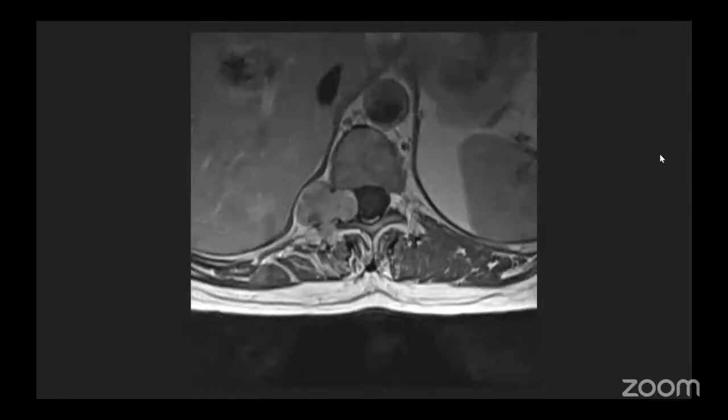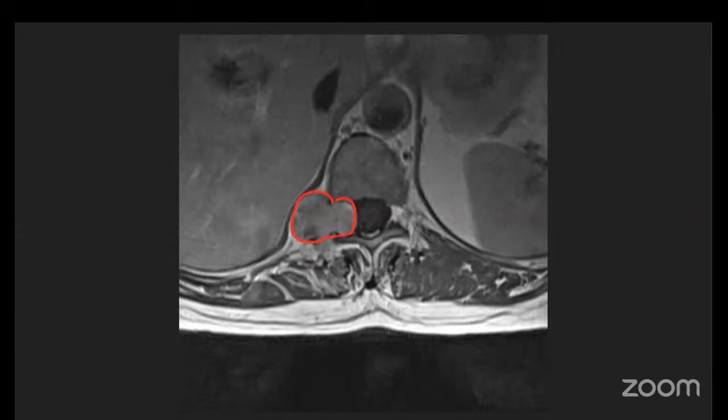Okay, so you see a dorsal schwannoma here, which is not a classic dumbbell, but still, I think it would do. You can see that this is the foraminal part. This is the intracanalicular part here. And this is the extracanalicular part here.